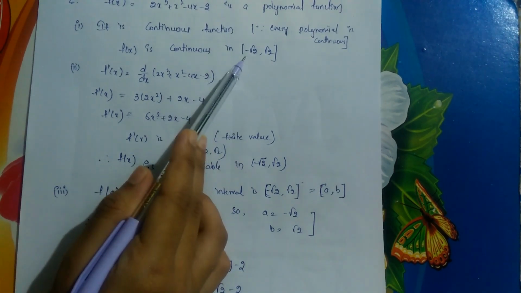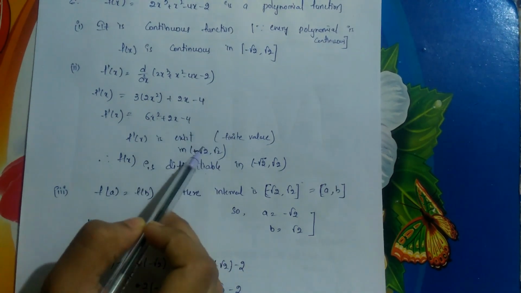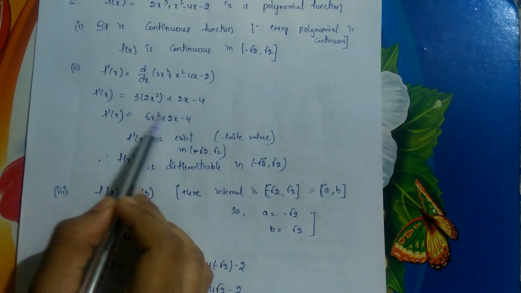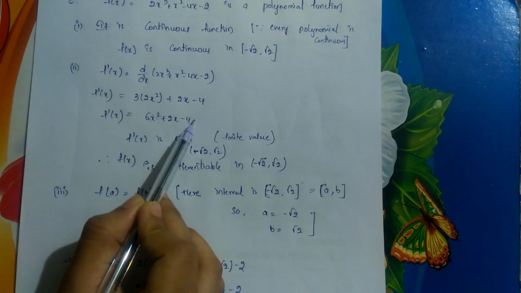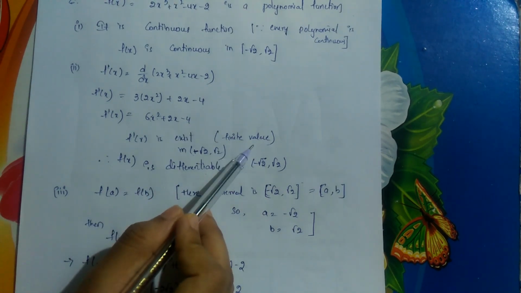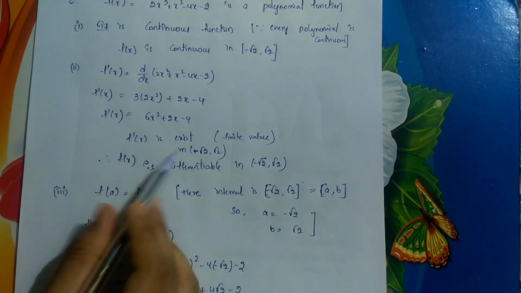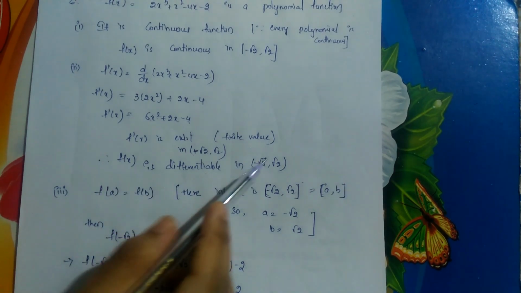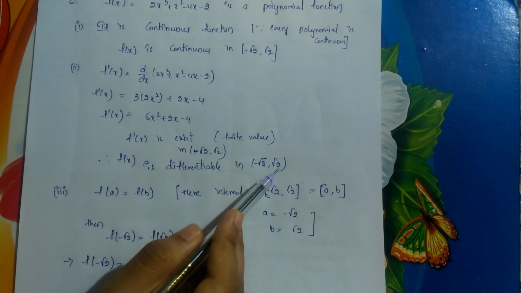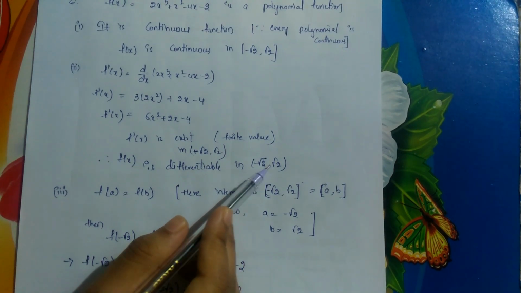For continuous you need to write closed interval. So for any value in between the given interval, we will never get an infinite value. So we will always get a finite value. Therefore f dash of x is, therefore we write a statement as f of x is differentiable in open interval minus root 2 comma root 2. The second condition is also satisfied.